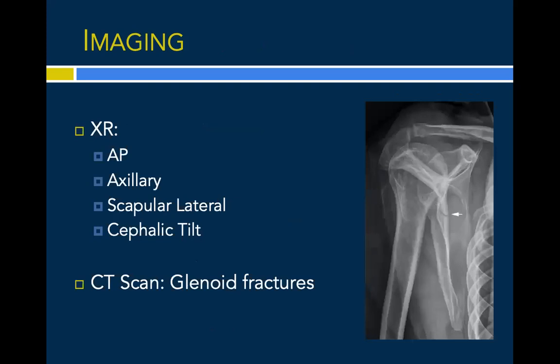Imaging, you want to get your AP, axillary, scapular lateral, that's that scapular Y, and then a cephalic tilt. I included this image because you can see here on your scapular Y, you can see this subtle lucency through the body of the clavicle. And then you want to use a CT scan anytime you're evaluating glenoid fractures. These are incredibly complex, and again, millimeters of step off can make a big difference in terms of healing and shoulder function.